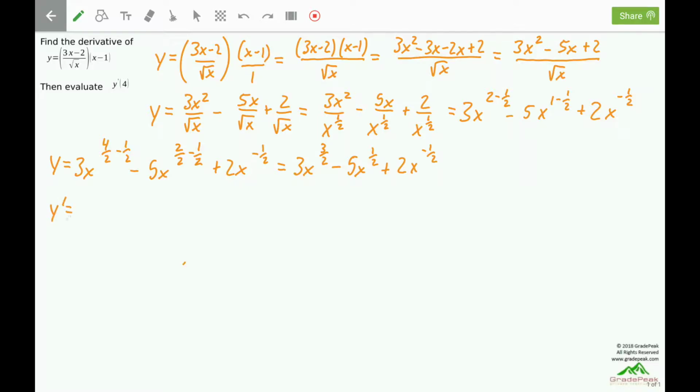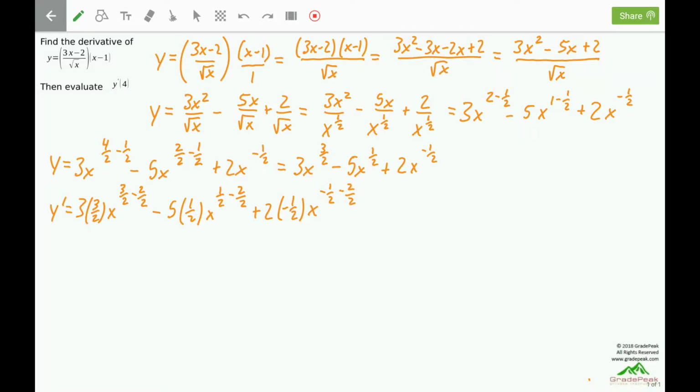Y prime will be 3 times, bring the power down, 3/2, x raised to the 3/2 subtract 1, I will call it 2/2 so I can subtract it from the fraction, minus 5 times, bring the power down, 1/2, x raised to the 1/2 minus 1, which I will call 2/2, and then plus 2 times, bring the negative 1/2 down, and then subtract 1 from the negative 1/2. Let's call it 2 over 2. So the common denominator is there for those.